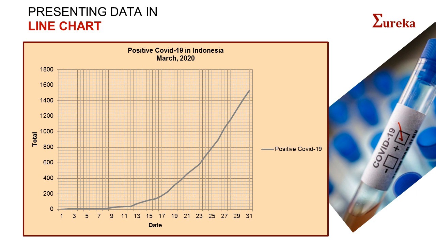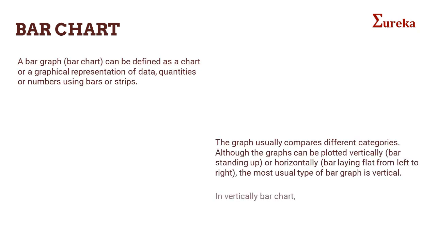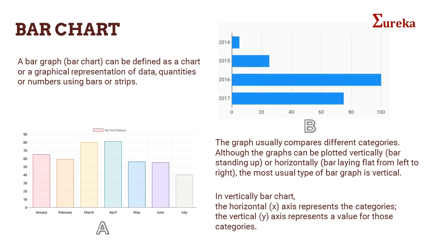And next, we want to know what a bar chart is. A bar chart can be defined as a chart or a graphical representation of data, quantities, or numbers using bars or strips. Bar graphs are used to compare and contrast numbers, frequencies, or other measures of distinct categories of data.